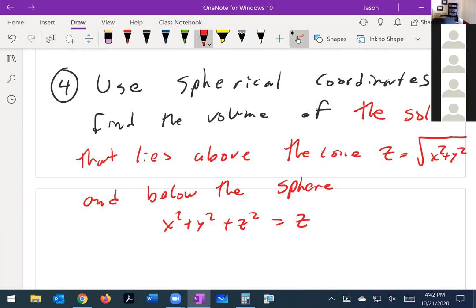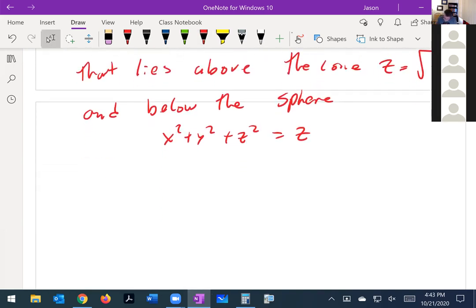Interesting. Below the sphere, x squared plus y squared plus z squared equals z. You've got two z's there. What's up with that? Z squared equals z. So what the heck is this thing going to look like? We have this sphere, and we have this cone, z equals the square root of x squared plus y squared. Let's see if we can draw this.